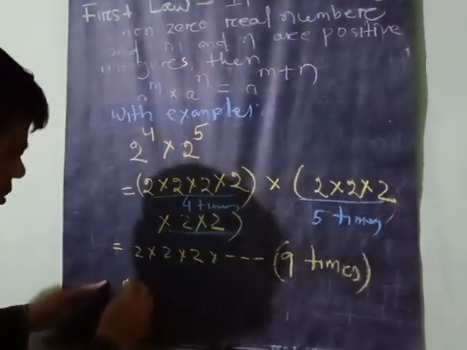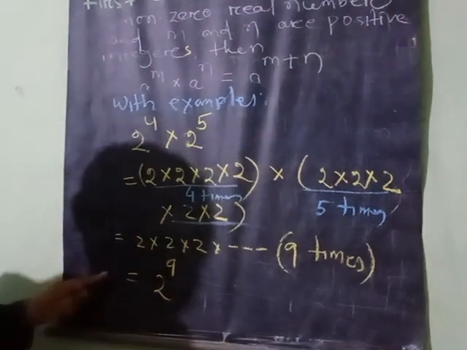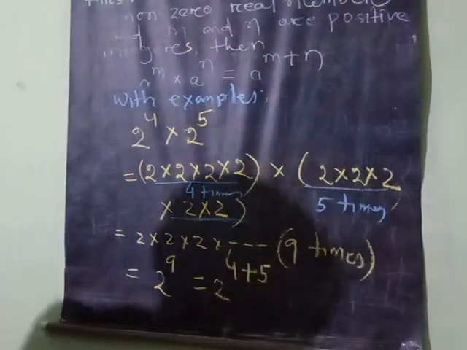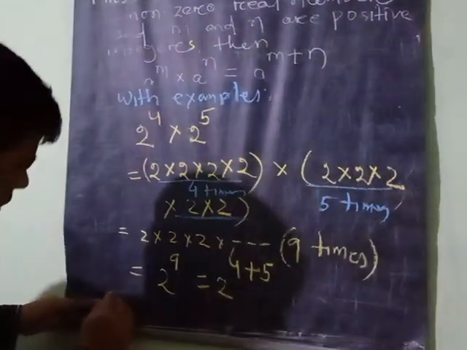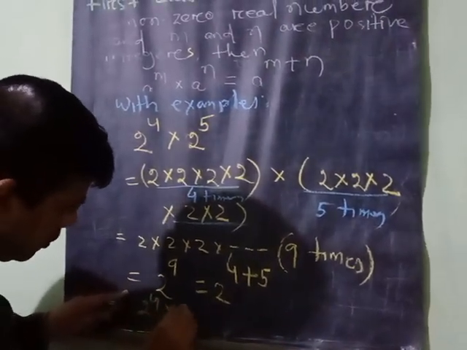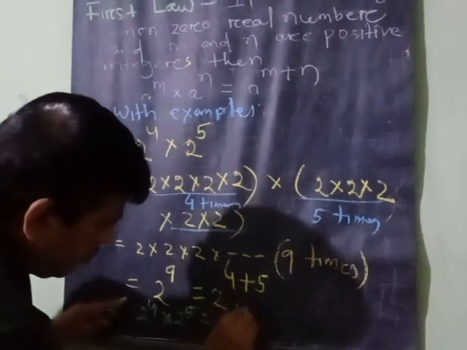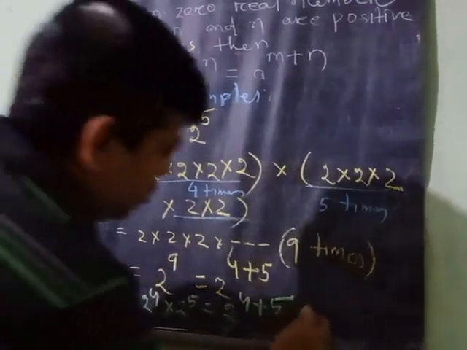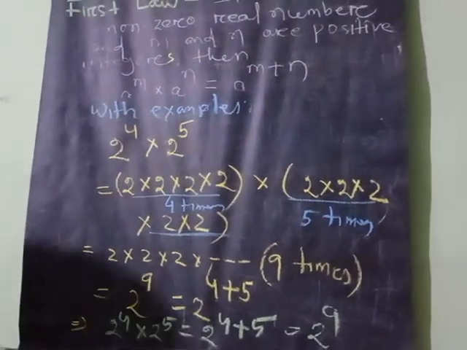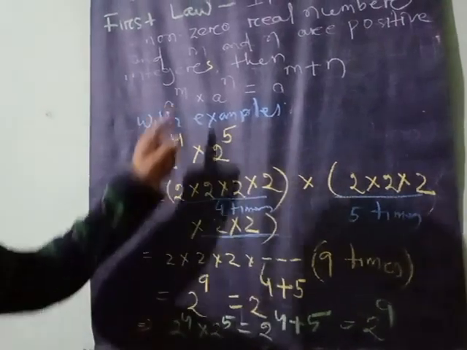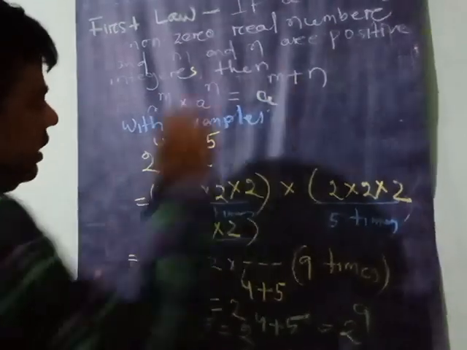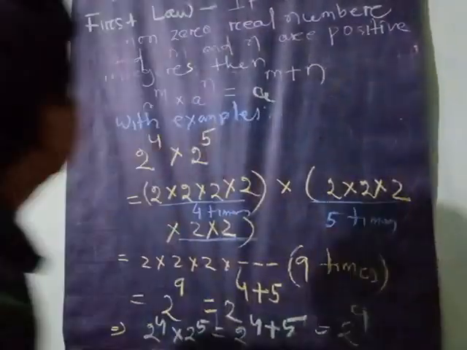So it is equal to 2 to the power 9, and 2 to the power 9 is 2 to the power 4 plus 5. That implies 2 to the power 4 into 2 to the power 5 is equal to 2 to the power 4 plus 5, which is equal to 2 to the power 9. By taking the example also we can prove that a to the power m into a to the power n is equal to a to the power m plus n. Is it clear? Okay.